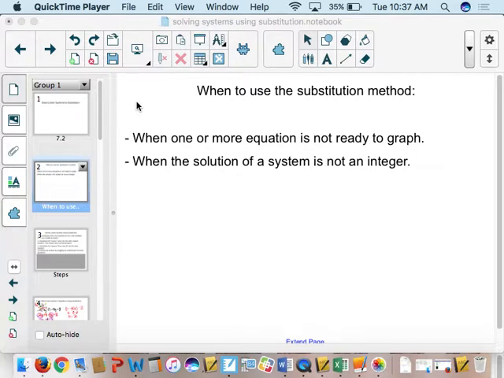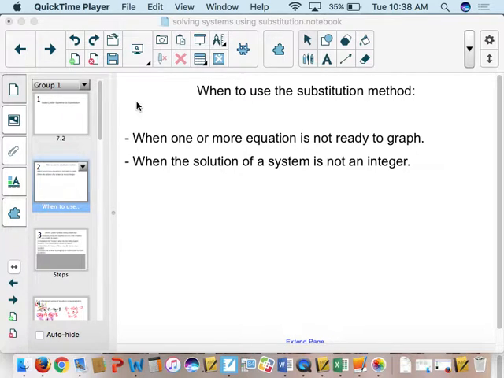All right, so again, we're using the substitution method to find an answer for systems of equations. Graphing was option number 1 for solving a system of equations. Substitution is option or method number 2. We're going to use substitution when one or more of the equations is not ready to graph. And if we were to go ahead and graph and then they didn't intersect at a perfect corner, we'd have to go back to substitution.